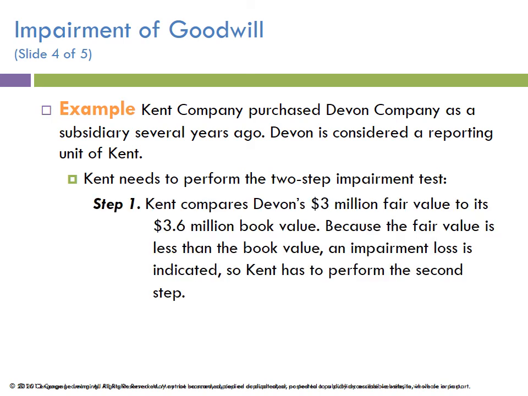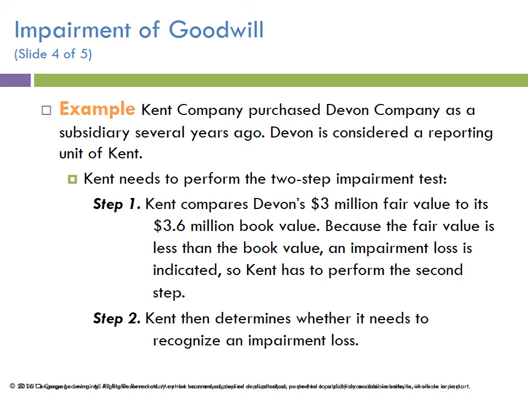Kent compares Devon's $3 million fair value to its $3.6 million book value. Step 1: the fair value is less than the book value and impairment loss is indicated. So let's go to the second step. Kent then determines whether it needs to recognize an actual loss. So the first step just indicates, hey, you may have an impairment loss. The second step is where we determine the amount.